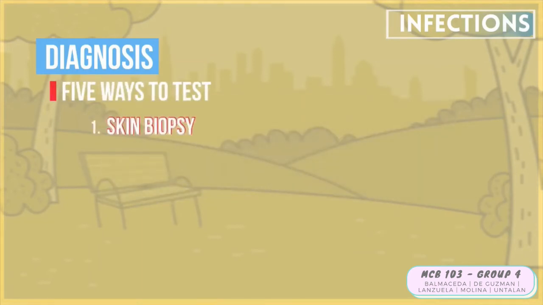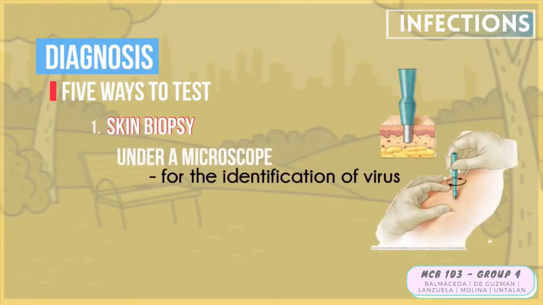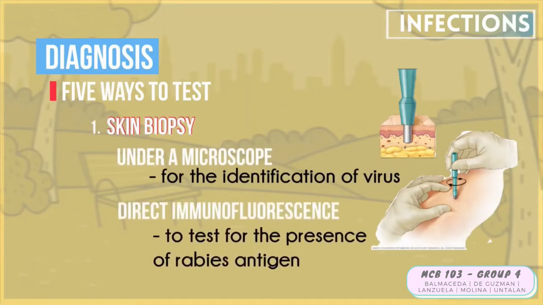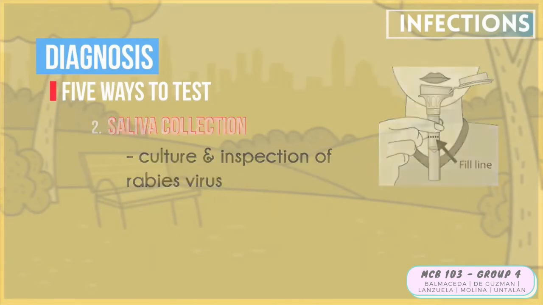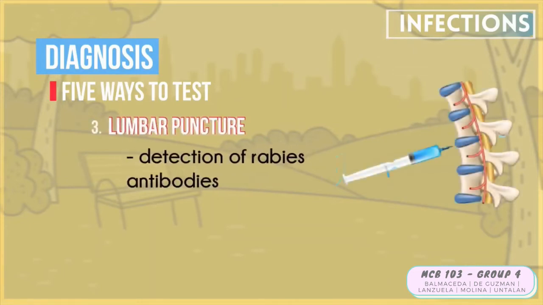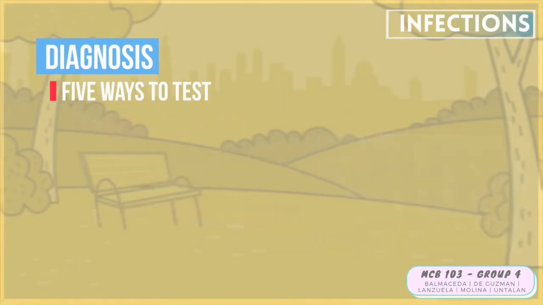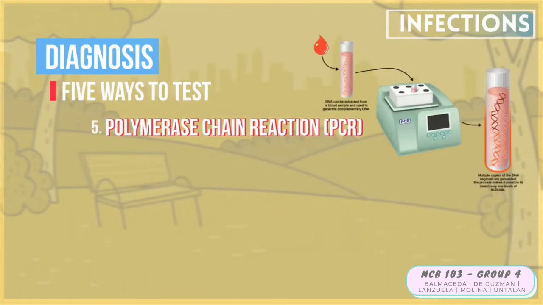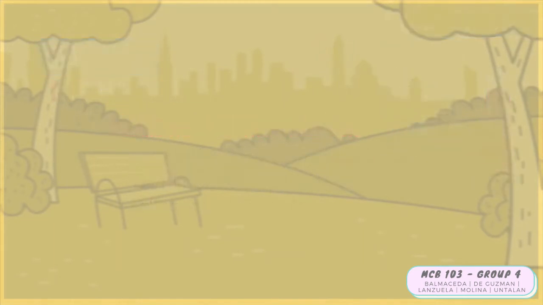First is skin biopsy sample from the nape of the neck, examined either under a microscope for the identification of virus or direct immunofluorescence test for the presence of rabies antigen. Second, saliva collection for the culture and inspection of rabies virus. Third, lumbar puncture to obtain a sample of cerebrospinal fluid for the detection of rabies antibodies along with serial serum specimens. Lastly, the polymerase chain reaction or PCR technique, which is used to verify the presence of viral RNA in cerebrospinal fluid, saliva, or skin sample.